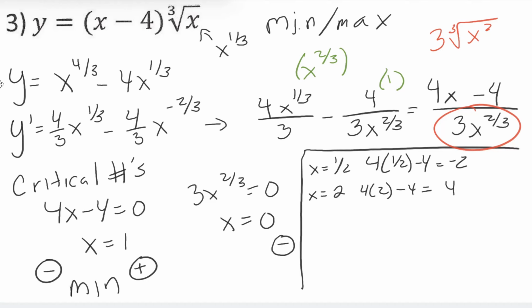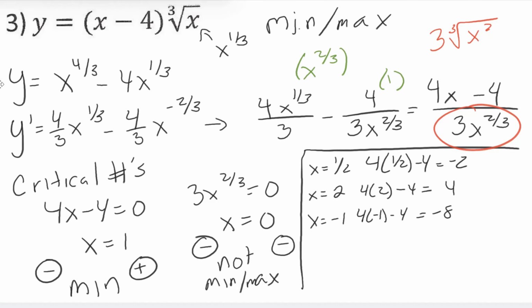Now I know it's negative on that side because I already did the 1/2. So if I did -1, let's see what happens on that one. So 4 times -1 minus 4 is -8. And it stays negative on that one. So this is none. It's not a min or max. So this value right there is my only point that matters.